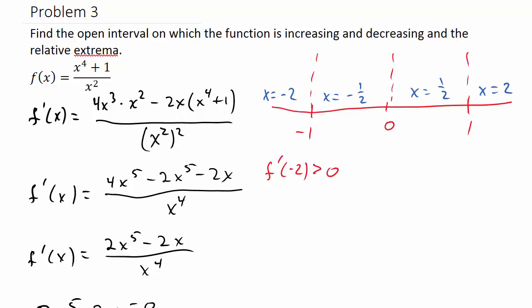That's positive. So since this is positive when I plug the negative 2 in, that means it's increasing on this interval from negative infinity to negative 1. Now let's plug in the negative 1/2.